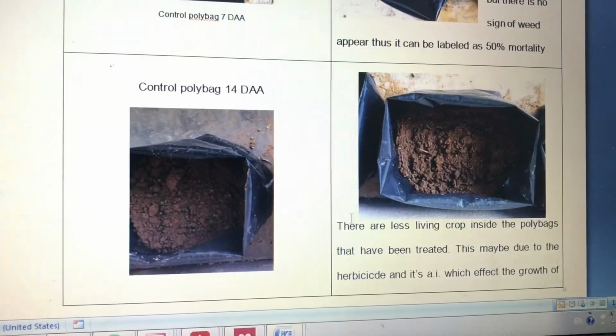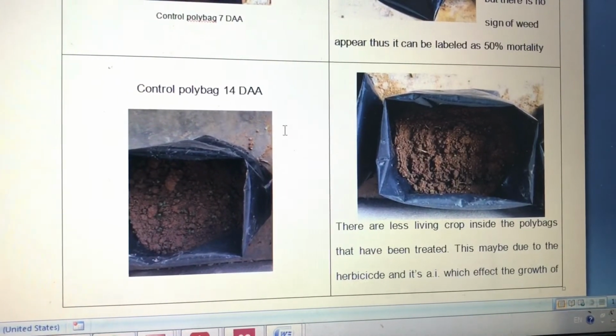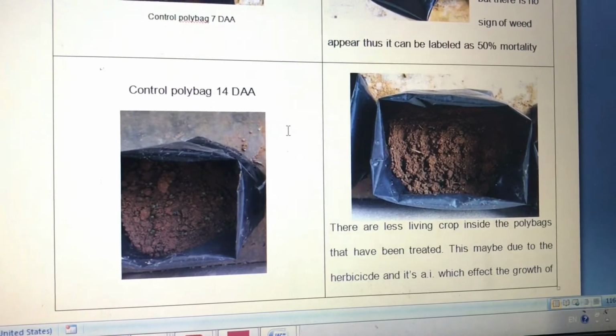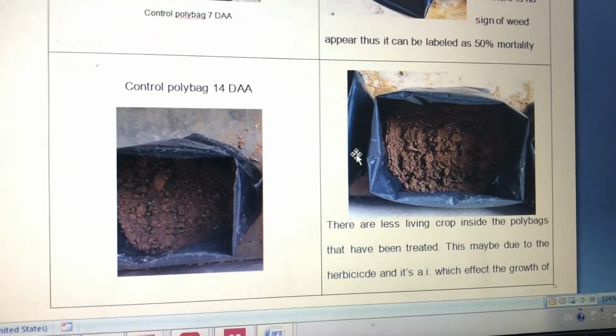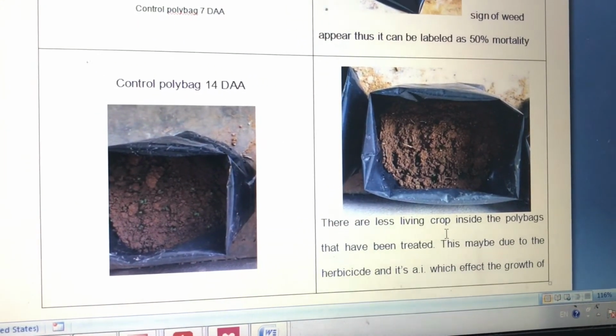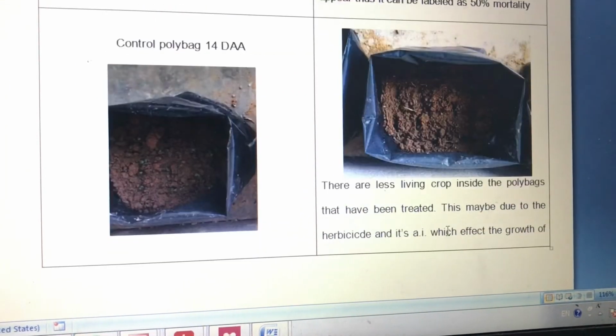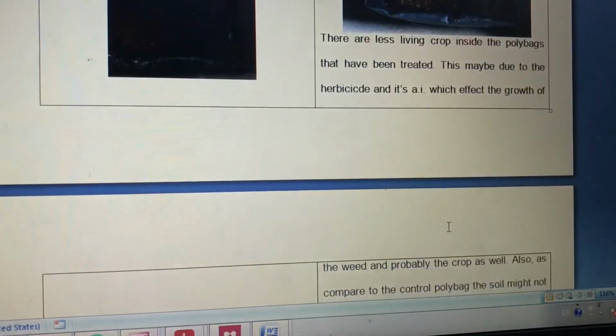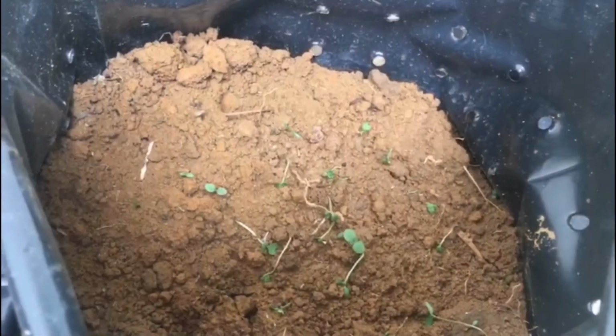And the third row shows observation for 14 days after application. There are fewer living crops inside the polybag. This may be due to the herbicide, as the AI affects the growth of the weed. Generally, this herbicide has a particular AI that is effective against annual grasses, broadleaf weeds and sedges in transplanted and seeded rice at the recommended rate.